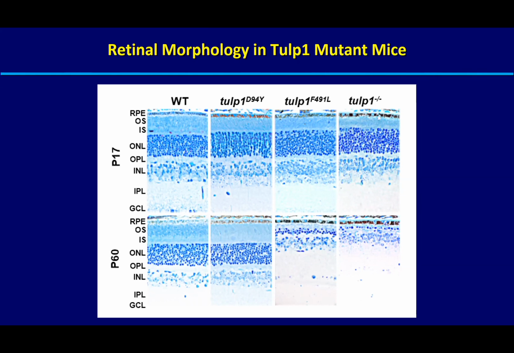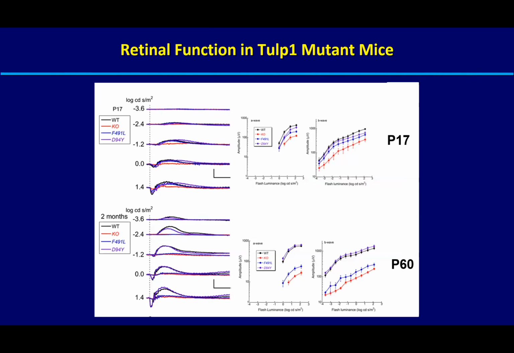Next slide. To test the retinal function, we performed electroretinography. And again, I'm only showing data from 2 time points. So this slide shows a series of dark adapted ERGs. At P17, there's an overall reduction in the Tulp1 knockout response that's shown in red. And at the same time point, the ERG was also reduced in amplitude in our F491L mutant that's shown in blue, as compared to the wild type, which is shown in black.